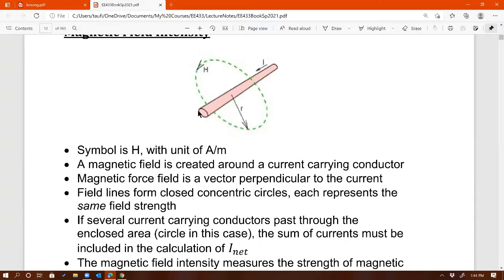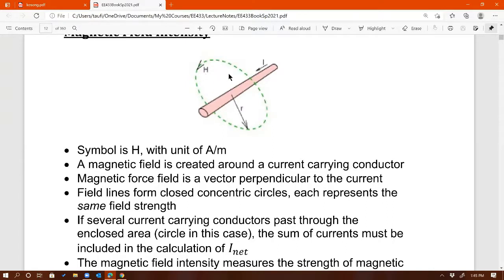If you have a current carrying conductor, such as this one right here, this figure that I have right there, current is flowing from right to left, and then using your right-hand rule, you know that there's going to be a magnetic field around or produced by this current. And the magnetic field has a direction. It's a vector, so it has a magnitude and direction.